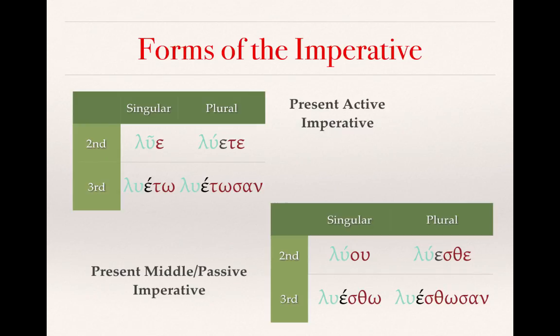But you can see that lueste, the second plural, is the basis of the third singular and the third plural. So luesto is identical to lueste with the exception of the final vowel. And likewise, luestosan is identical to that second plural with the exception of the added osan ending, which indicates the third person plural imperative.